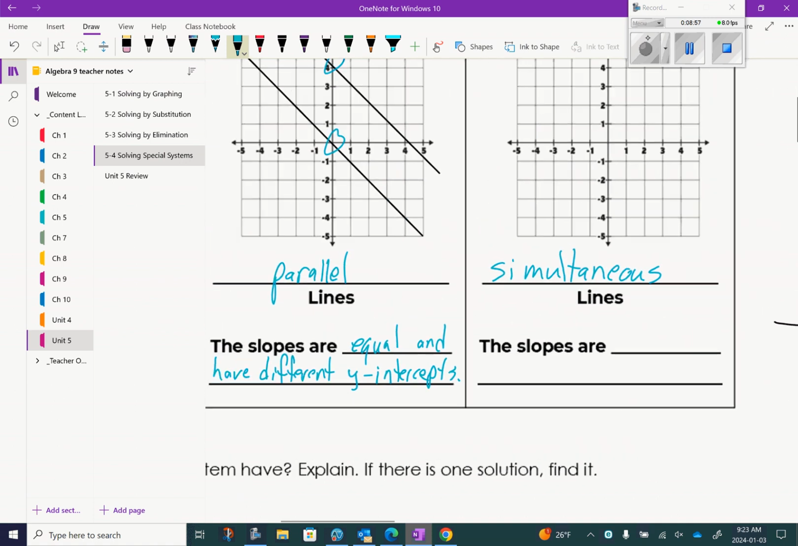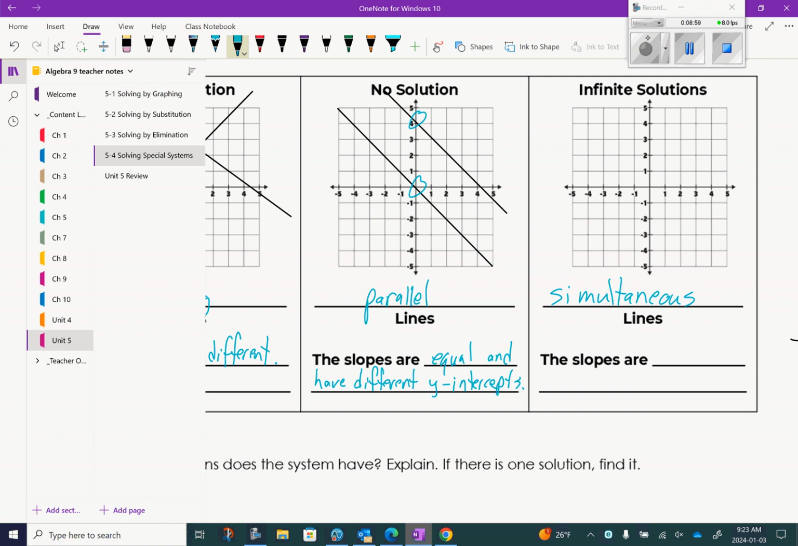How do we know that we get a simultaneous system here? The slopes are equal, and they have the same y-intercept. The graph looks like just one line because, again, the one is exactly on top of the other.